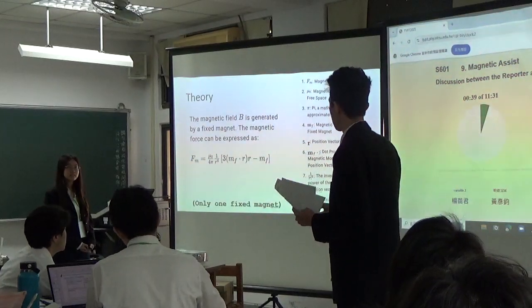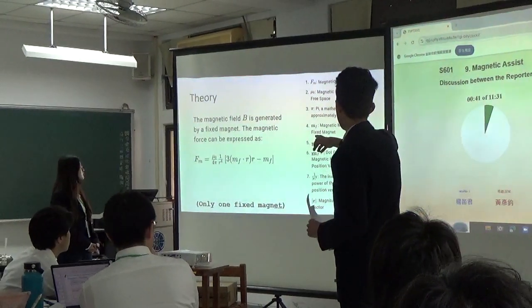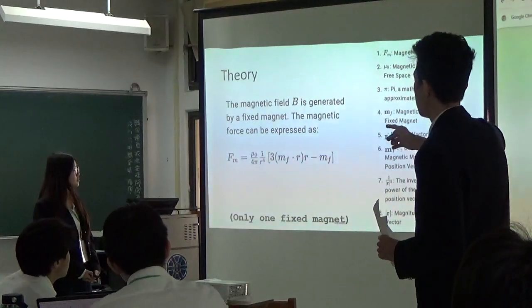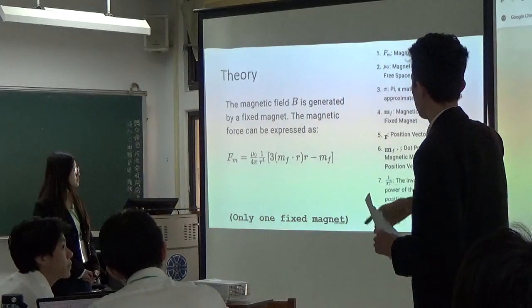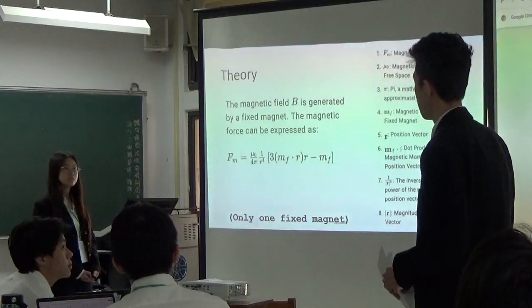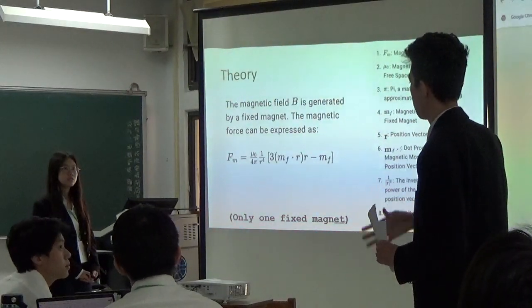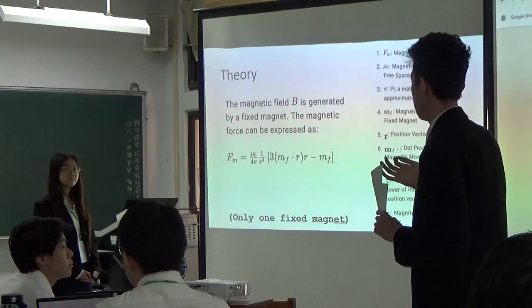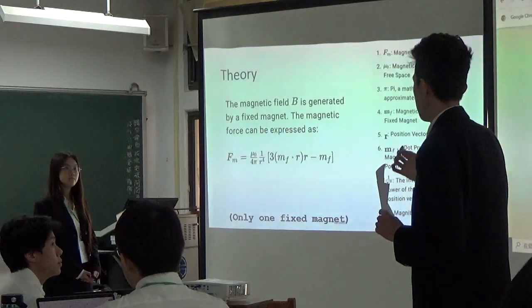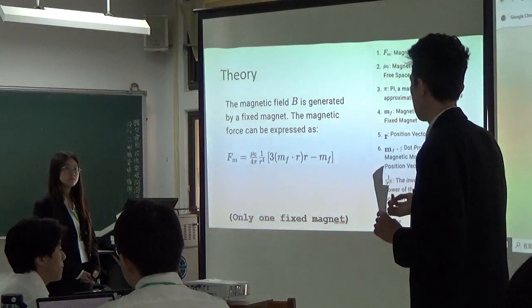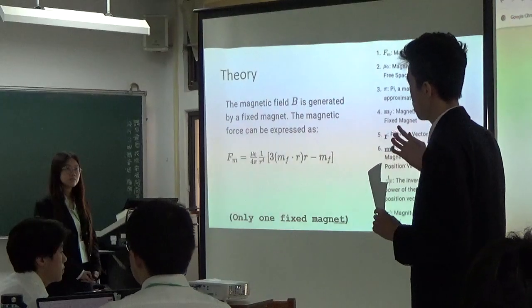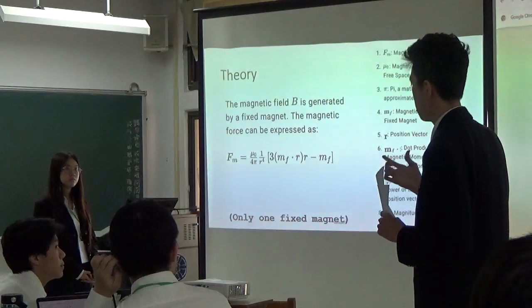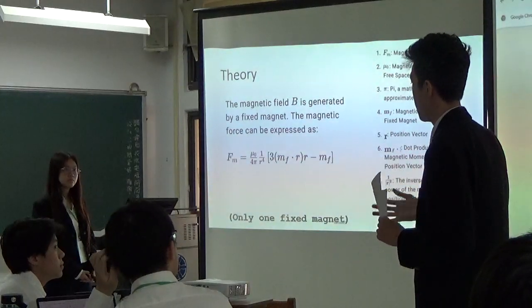Yes. So from this equation, I only see one position factor, meaning that you simplify the force of the magnetic field into one direction. But in fact, the magnetic field not only affects one direction. If you want to simplify it into one direction, the distance must be way larger than the magnet.